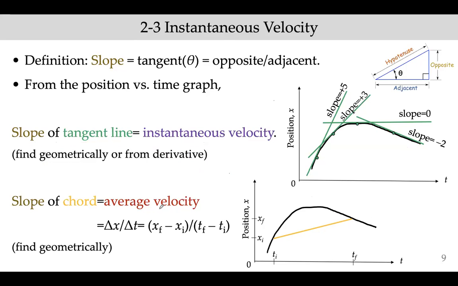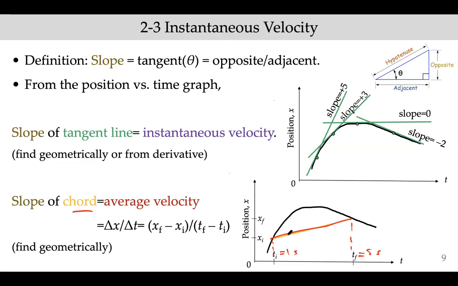What about average velocity? For that, what you have to do is not the tangent line, but you have to draw a chord. So let's say if the question is asking what is the average velocity between t final and t initial, it could be, let's say, 5 seconds, and t initial could be 1 second. What you would do is you would draw a chord like this, okay? And then find the slope of it.